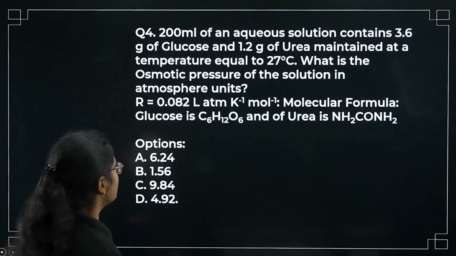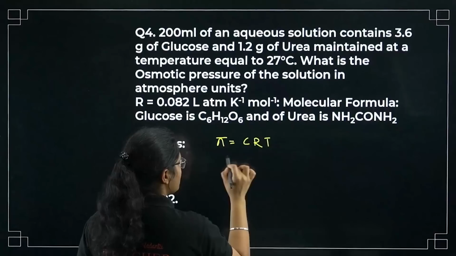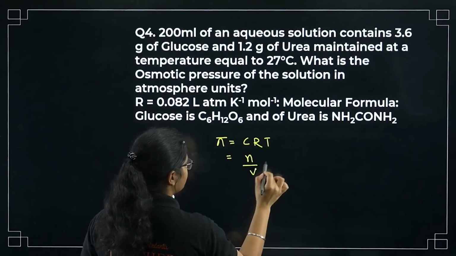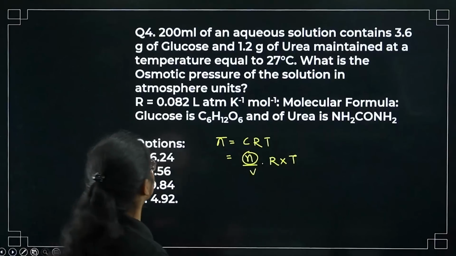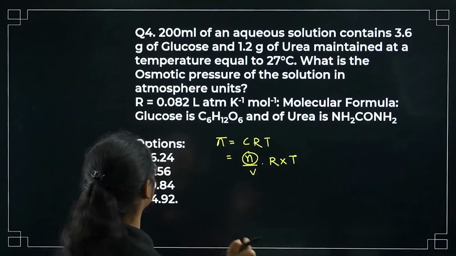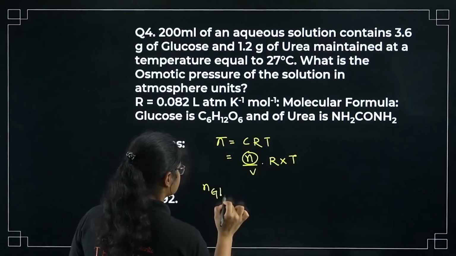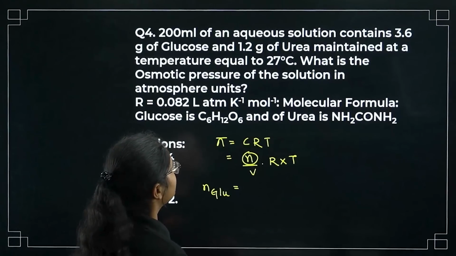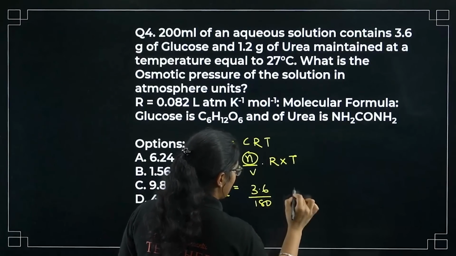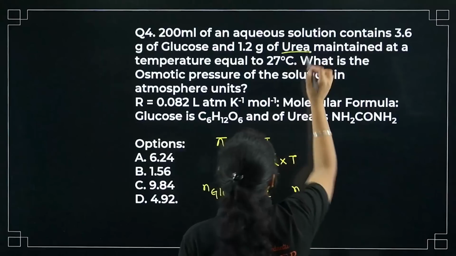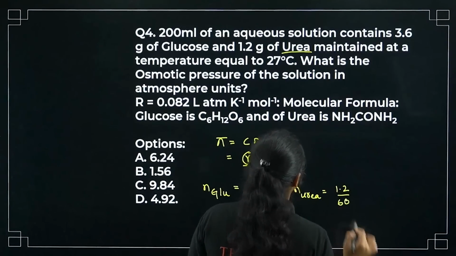Okay, so you know that the osmotic pressure formula is C into R into T, and C is what? Number of moles by volume, into R into T. Now here I have two components. What are the components? You have glucose as well as urea. So first let me calculate the number of moles of glucose. Number of moles of glucose will be given mass by molar mass, so 3.6 divided by 180, and number of moles of urea, next is urea, given mass by molar mass, so 1.2 by 60, right?